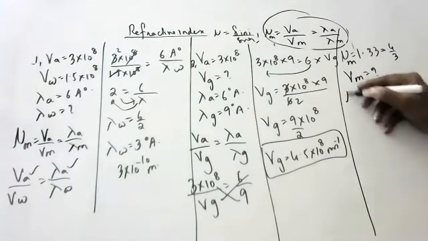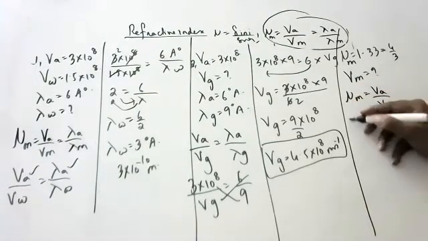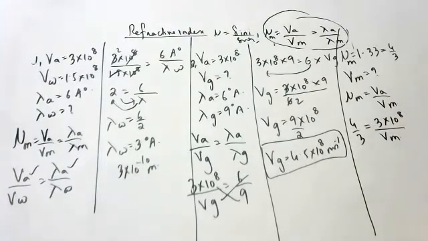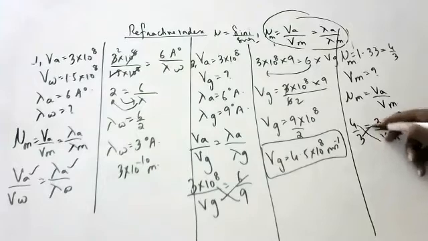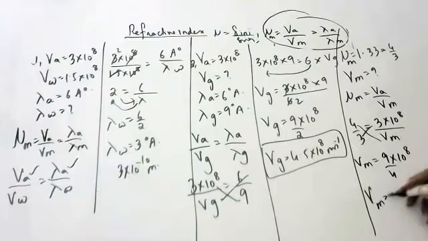So refractive index of medium is velocity of light in air by velocity of light in given medium. Refractive index of medium is given as 4 by 3. Velocity of light in air is 3 into 10 to the power of 8. What is the velocity of light in medium? Cross multiplication. So velocity of light in medium is 9 into 10 to the power of 8 by 4. So velocity of light in that medium is 2.25 into 10 to the power of 8 meters per second.